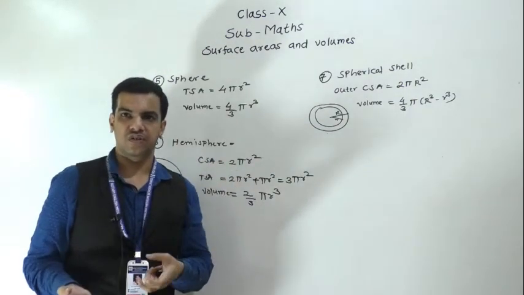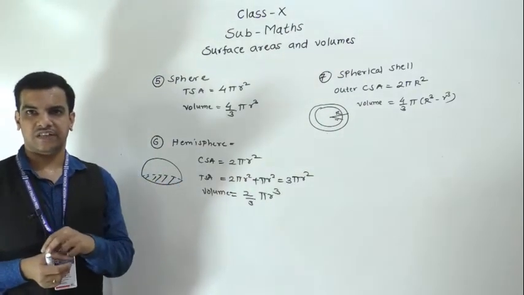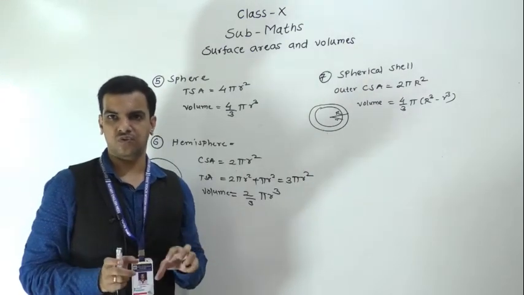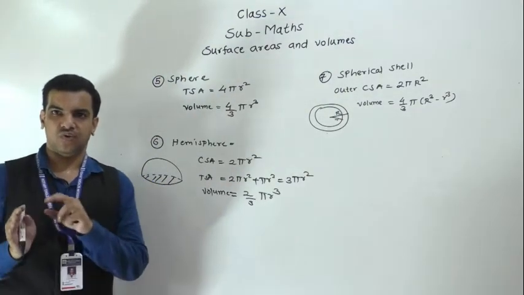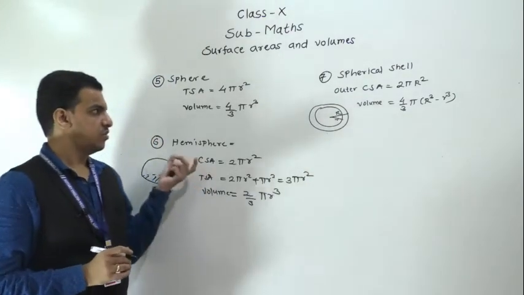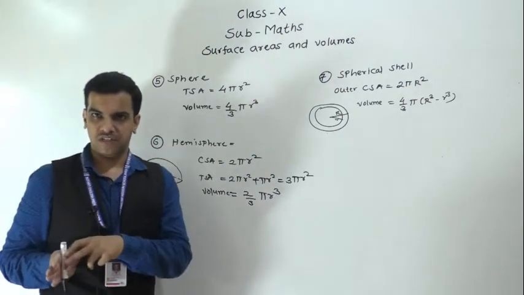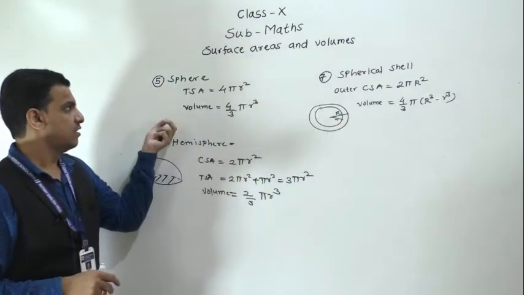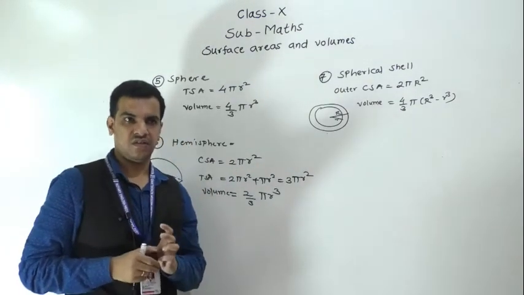When we convert one shape into another, suppose there is a sphere, we have to melt that sphere and convert it into a cube. Then the volume of the sphere and the volume of the cube are equal, because the same material is there. So when we melt one solid shape into another solid shape, the volume is equal. Keep this in mind.